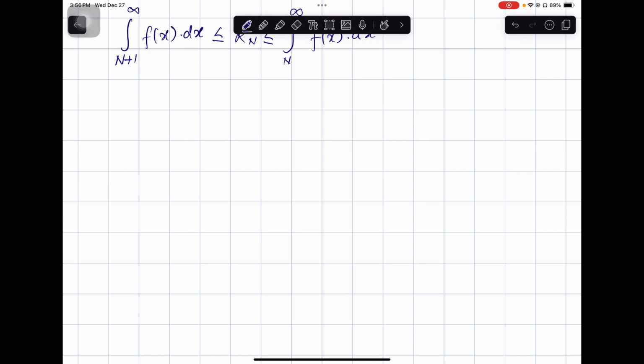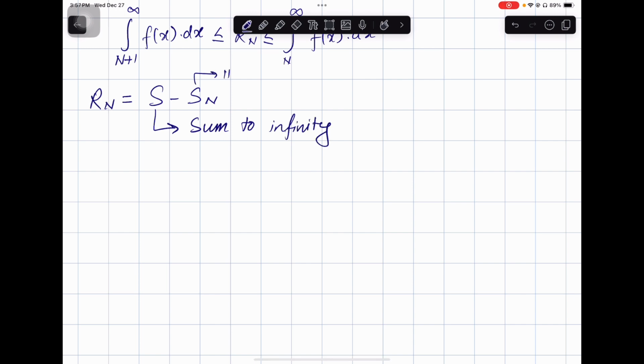To start off, let's define what the remainder is. The remainder, often denoted by Rn, is equal to S minus Sn, where S is the sum to infinity and Sn is the nth partial sum, or sum till the nth term, right?